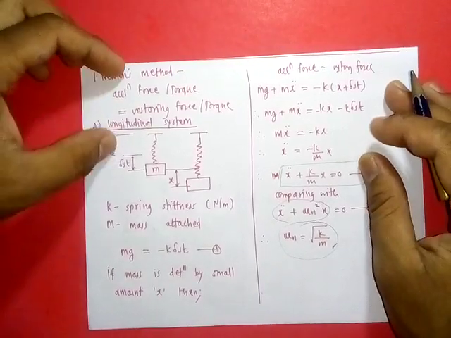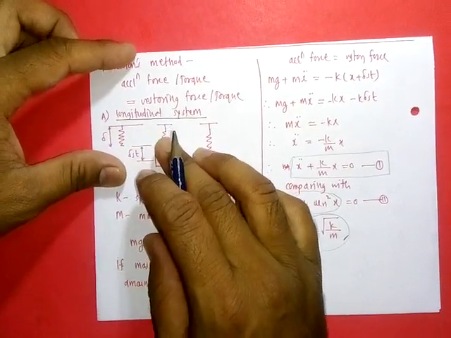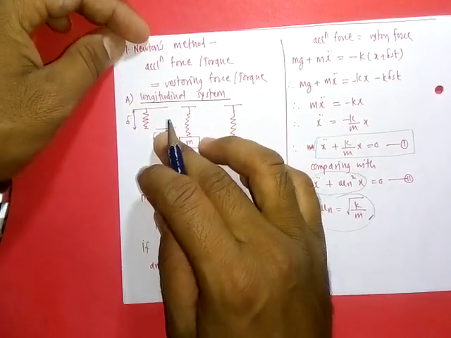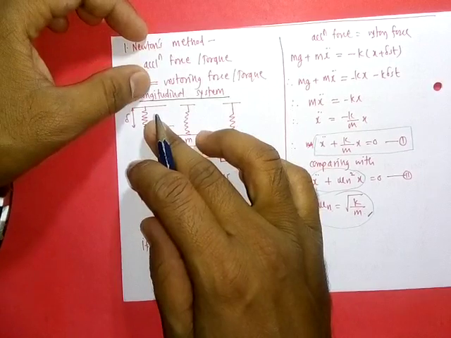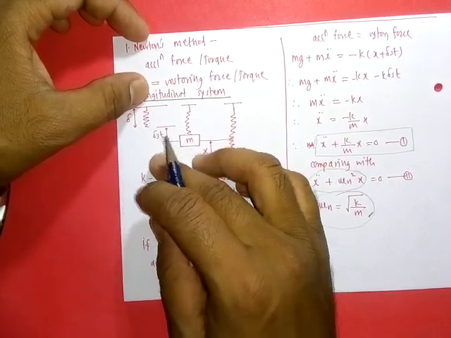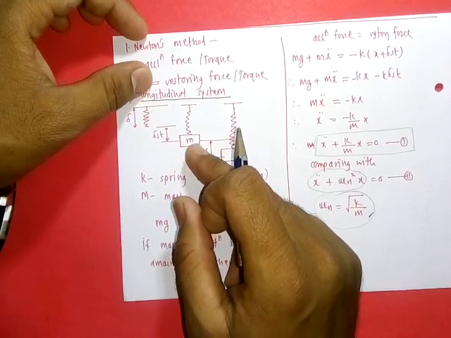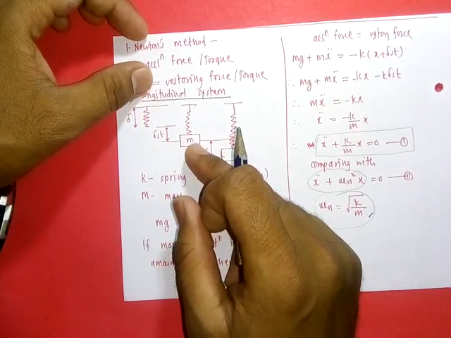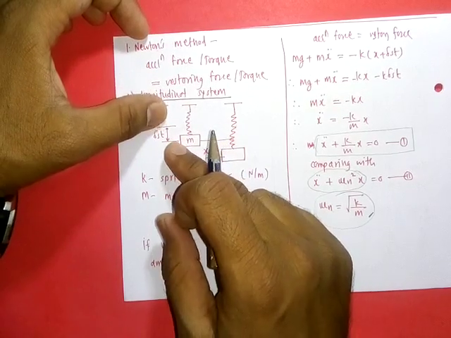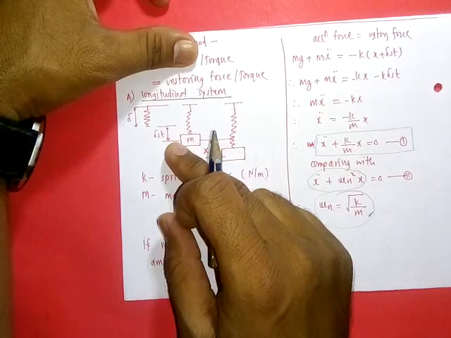Okay, so apply this first to the longitudinal system. The classical example of a longitudinal system is the spring mass. So consider a spring having initial length l, and when we attach mass m to one end of the spring, then it deflects by some initial amount delta st. This is the static deflection of the spring.